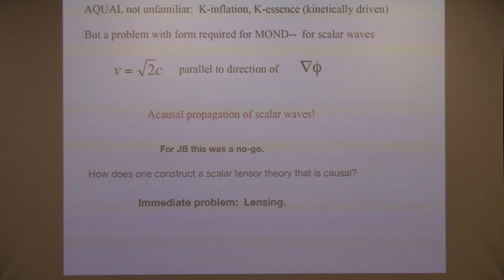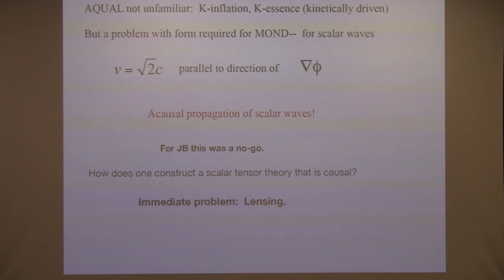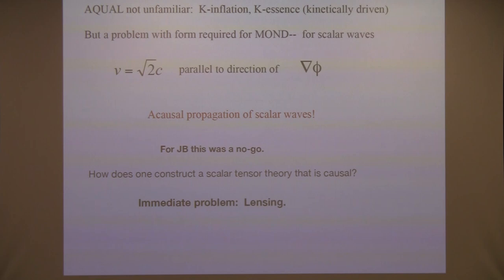Now, for Jacob Bekenstein, this was a no-go, because he was a classical relativist, and he didn't like things that went faster than light. We know that now people are a little more open-minded to this, but he didn't like it, and he wound up trying to change the theory. But a more immediate problem actually was not the causal propagation of scalar waves, it was lensing. And that was a serious problem.